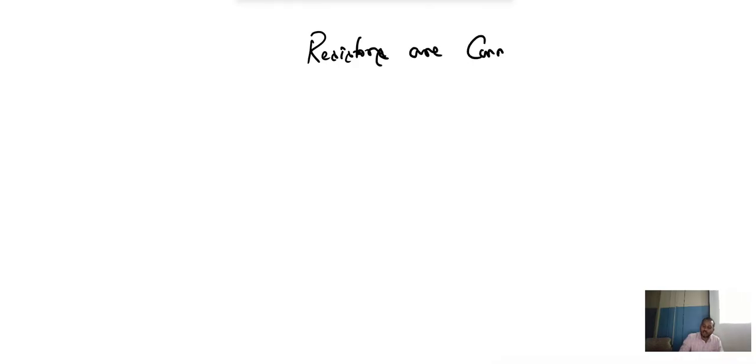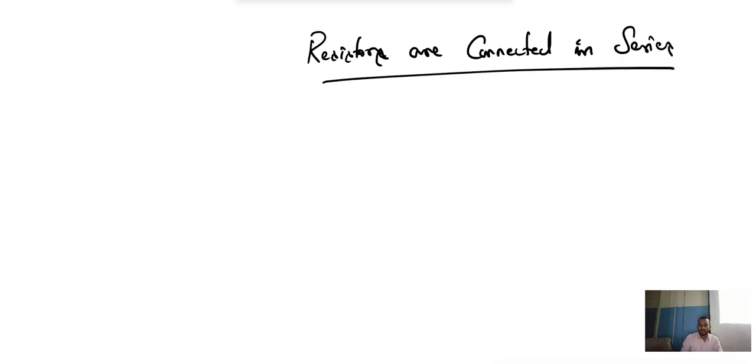Resistors are connected in series. Observe here. This is the first resistor. This is the second resistor. This is the third resistor. Like this, you can draw any number of resistors, your wish, but at least draw more than 2. 3, 4, 5 as you wish. But here I am considering 3 resistors. That's it. Nothing to worry.